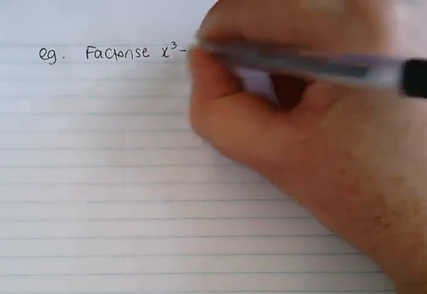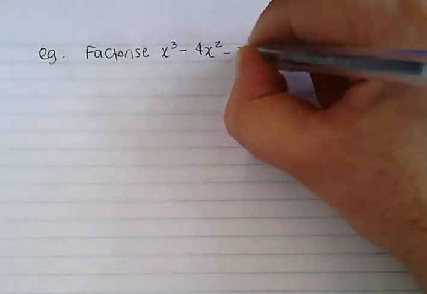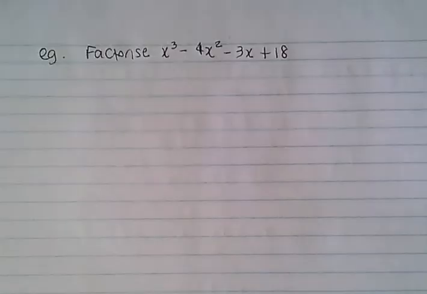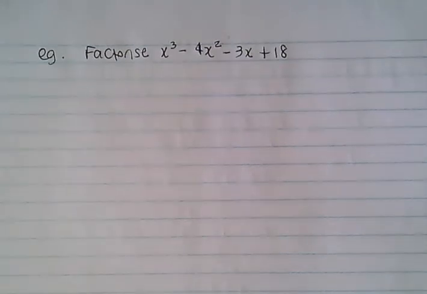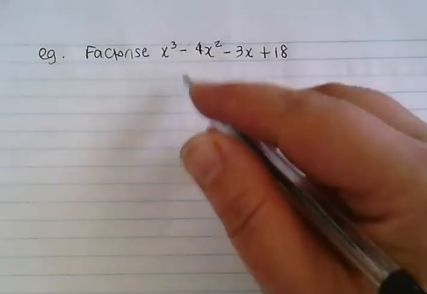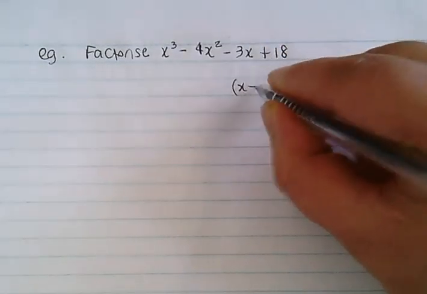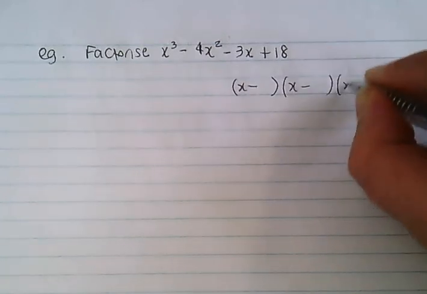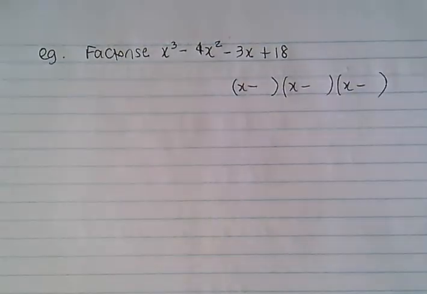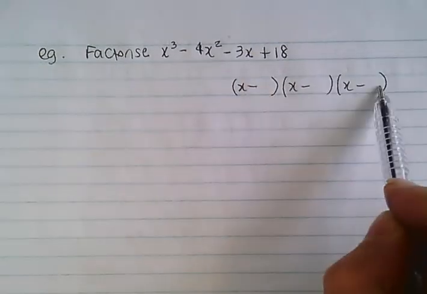Factorize x cubed minus 4x squared minus 3x plus 18. Now, you have no idea. They didn't say to you, oh, we know that p of 1 is 0, or p of 2 is 0, or p of 3 is 0. You have no idea what the factors are. Just think what this is. Wouldn't this be x minus something, x minus something, x minus something? Do you agree? What we're going to have to do is this plus 18 comes from multiplying 3 numbers.